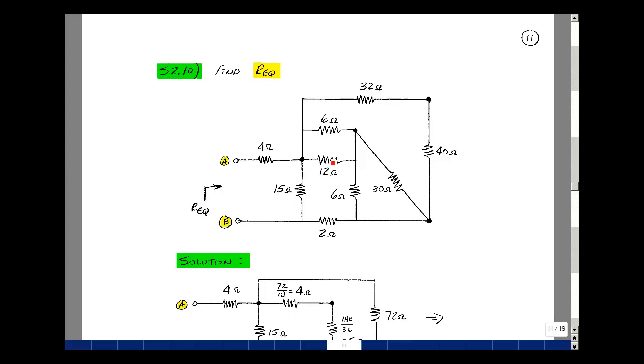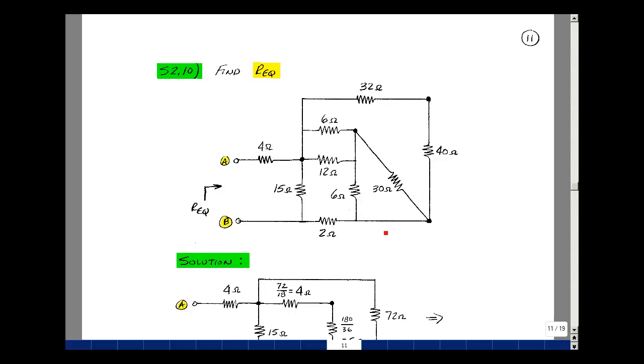So they're going to be in parallel, which would be the product over the sum. That would be 72 divided by 18, which turned out to be 4. And these two are also in parallel. They're between the same two nodes. Product over the sum would be 6 times 30, which is 180, divided by 30 plus 6, which is 36. And that turns out to be equal to 5.